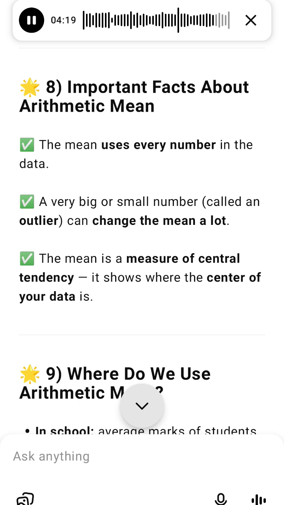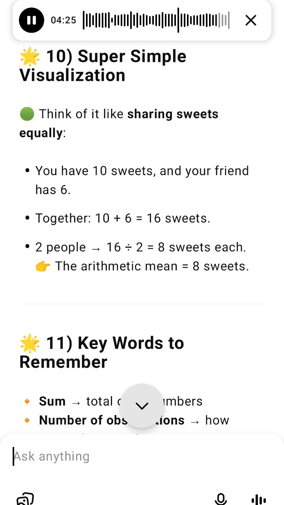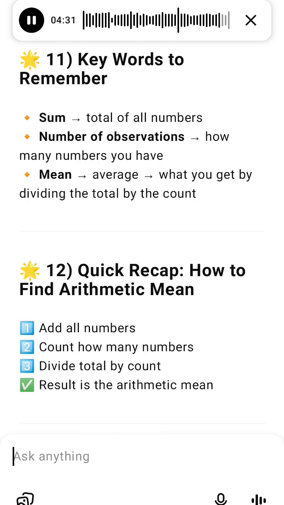12. Quick recap. How to find arithmetic mean. 1. Add all numbers. 2. Count how many numbers. 3. Divide total by count. Result is the arithmetic mean.